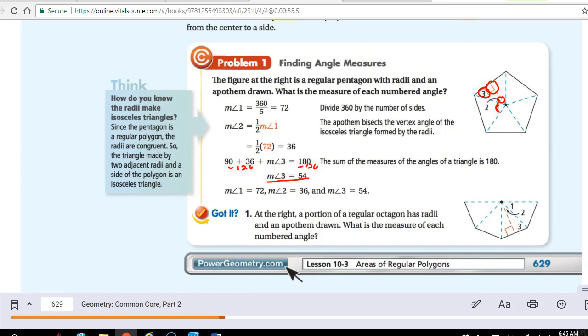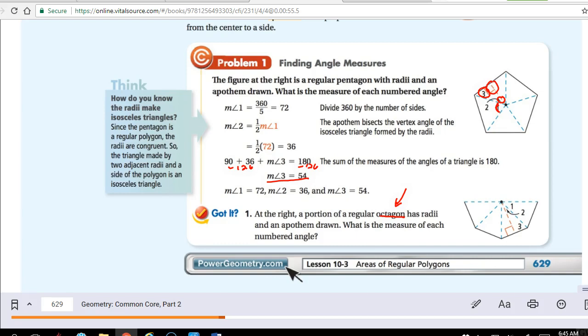Now let's check to see if you understand. At the right is a portion of a polygon, an octagon, and here's a key word, it's only showing you a portion of it. It's not the whole thing, but it has radii and an apothem drawn. What is the measure of each numbered angle?